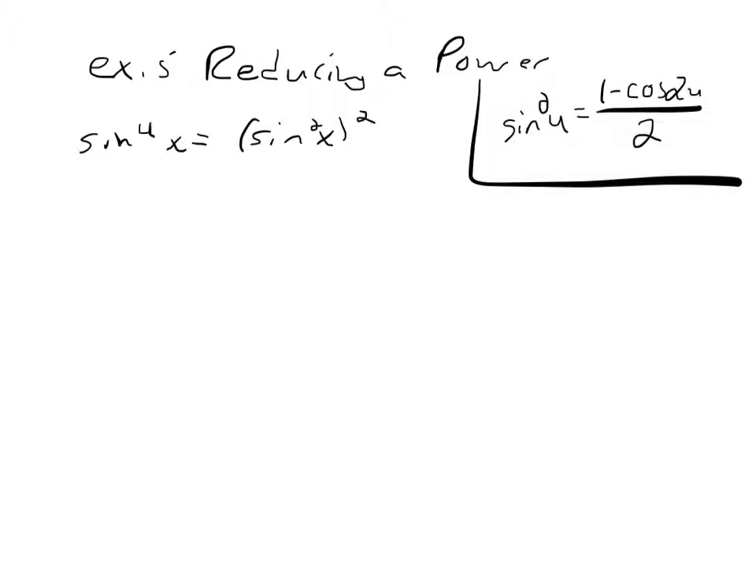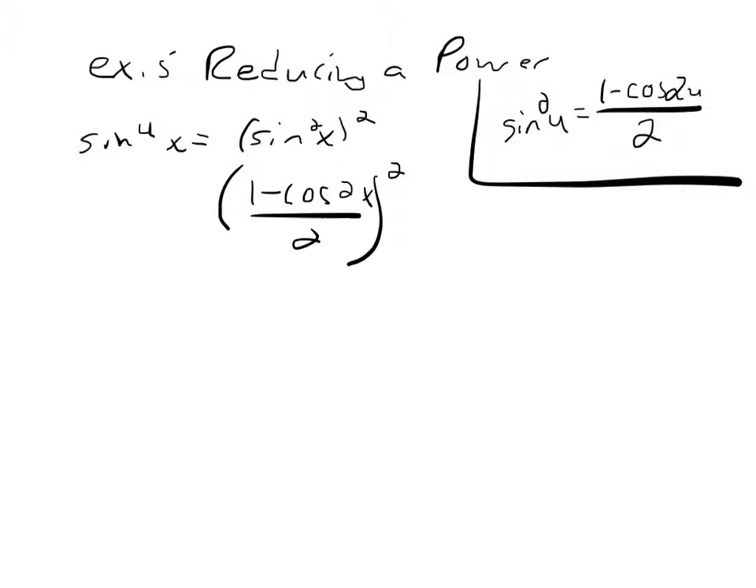So if I have sine to the fourth x, I could simply rewrite that as sine squared x to the second power. Now the reason that I do that is because I have a formula for sine squared u. And the formula is 1 minus cosine of 2u over 2. So I can sub in for sine squared x. I can sub in 1 minus cosine of 2x over 2, and this quantity is squared.